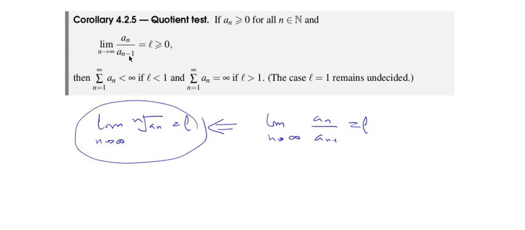Okay, and so just like before, the convergence of the series will depend on the value of L. If L is smaller than 1, then the series will be convergent. If L is greater than 1, the series will be divergent. Okay, so keep in mind these two tests. We will use them a lot during the exercises. Okay, so that's it for this video.